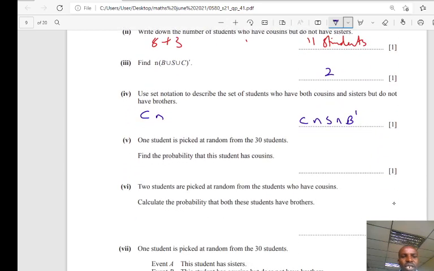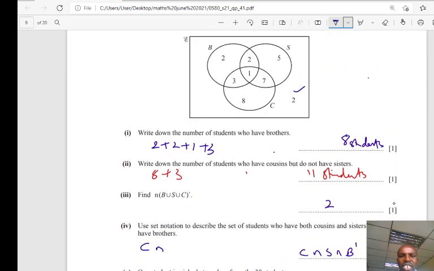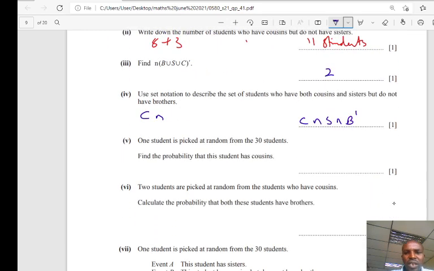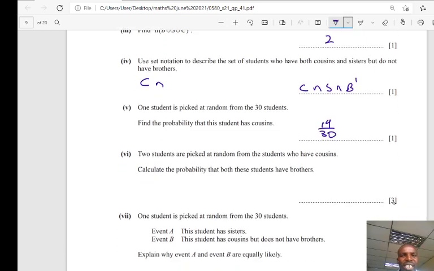Next, one student is picked at random from the 30 students. Find the probability that this student has cousins. So you just check how many students have cousins here. How many? It's 8 plus 7 plus 1 plus 3. 8 plus 3 is 11, 11 plus 7 is 18, plus 1 is 19. So it will be 19 over the total number, which is 30. Then you are done.